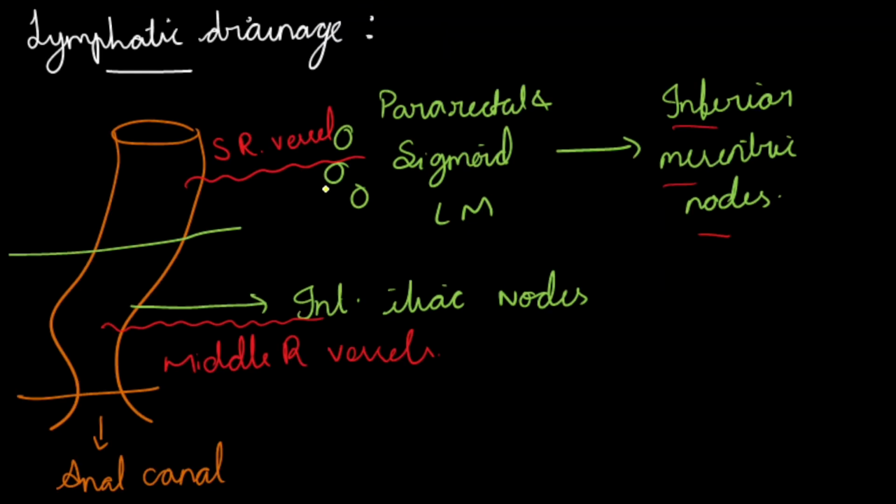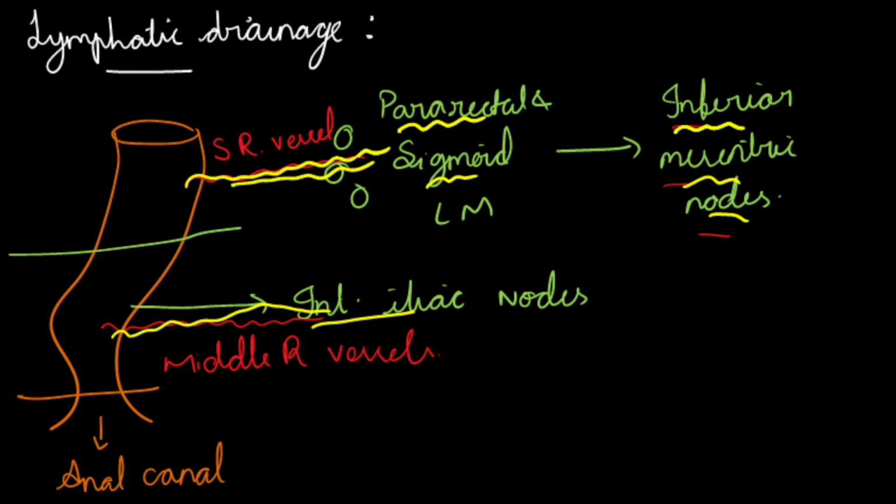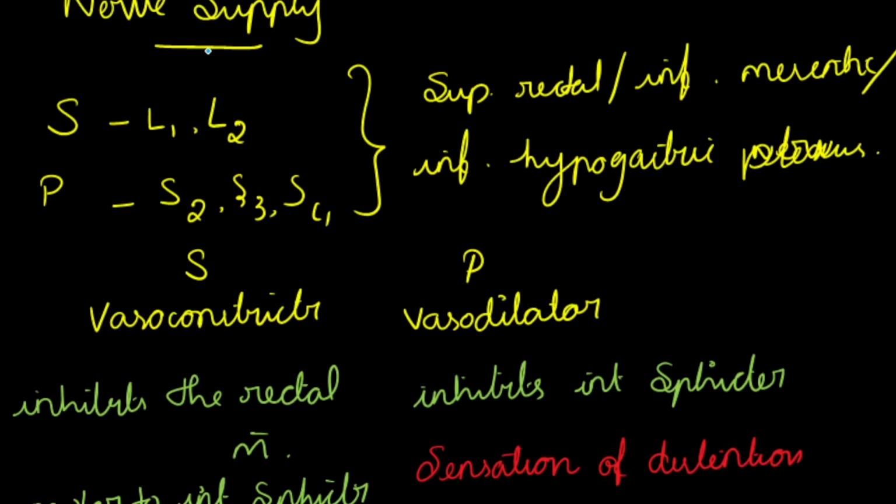So now regarding the lymphatic drainage, the upper part drains into the pararectal and sigmoid lymph nodes, which drain into the inferior mesenteric nodes, and these nodes are present along the superior rectal vessels. And the lower part drains into the internal iliac nodes, and these lymph nodes are present along the middle rectal vessels.